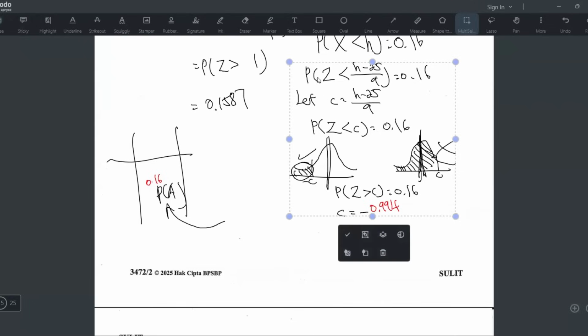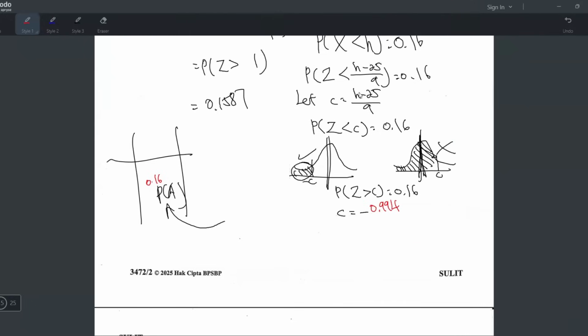Okay, not finished yet. You still have to sub the C with what? H minus 25 over 9. Because you want to find H. So after you find your C, you have to ganti balik dengan ni and then cari H. Okay, now you press this. Negative 0.94 times 9 plus 25. So I got 16.054.